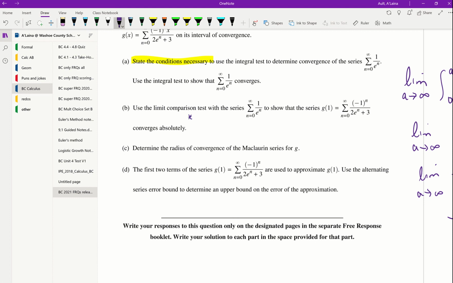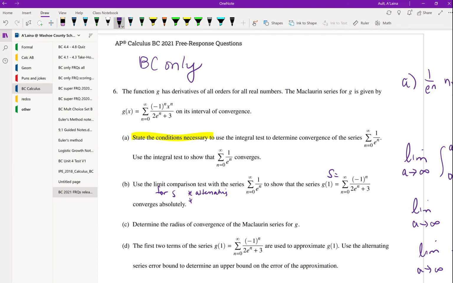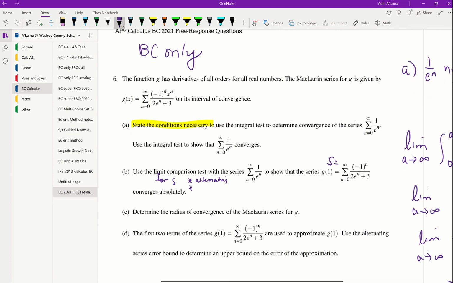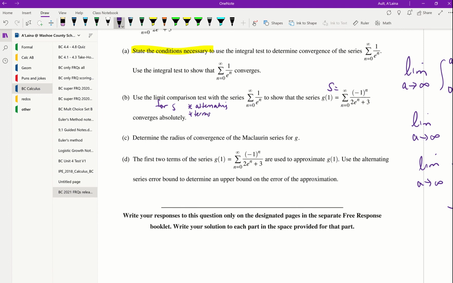All right, so looking at, I'm going to call this S. So for S, it's alternating. The terms decrease in magnitude. Oh, wait, maybe they already told us it converges. No, okay. The terms decrease in magnitude and the limit of the non-alternating part as n approaches infinity, which would be 1 over 2 e to the n plus 3, is indeed equal to 0. So S converges. All right, let's see what happens when I look at the absolute value of this. They said to use the limit comparison test. Well, the limit comparison test is the limit as n approaches infinity of the initial one without the negative, without the alternating part.